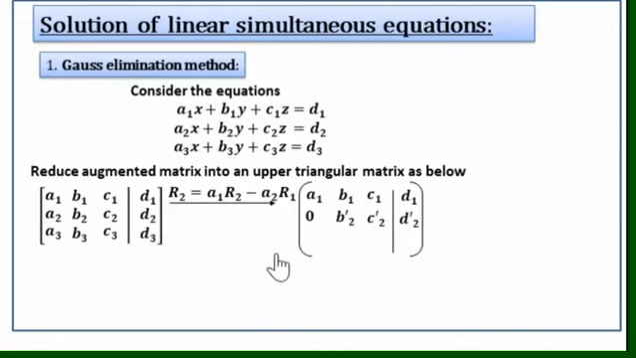For the third row, we apply the row operation R3 equal to A1 R3 minus A3 R1, that is A1 A3 minus A3 A1 will get 0, and then A1 B3 minus A3 B1, we call it as B3 dash, and then we have A1 C3 minus A3 C1, new element we call it as C3 dash. Similarly, A1 D3 minus A3 D1 is called D3 dash.